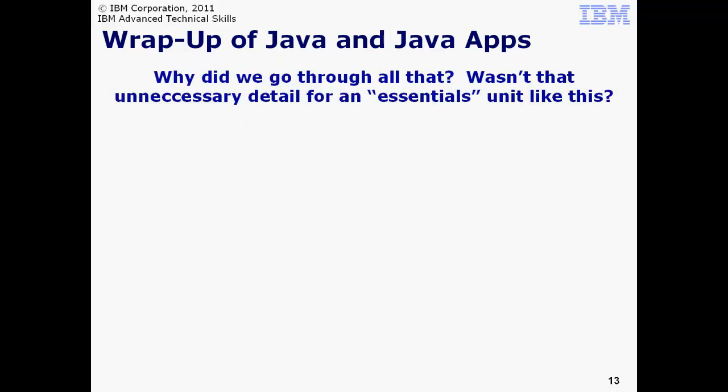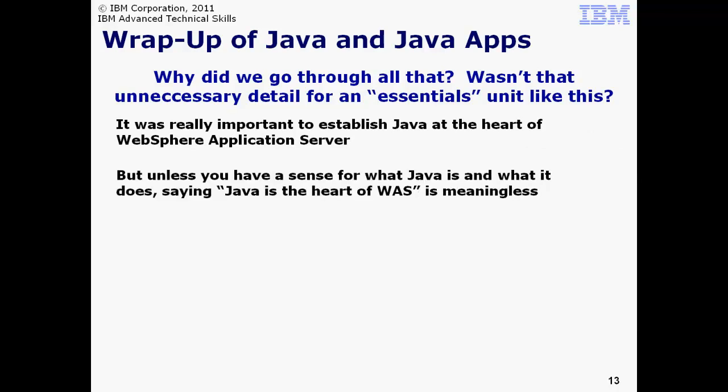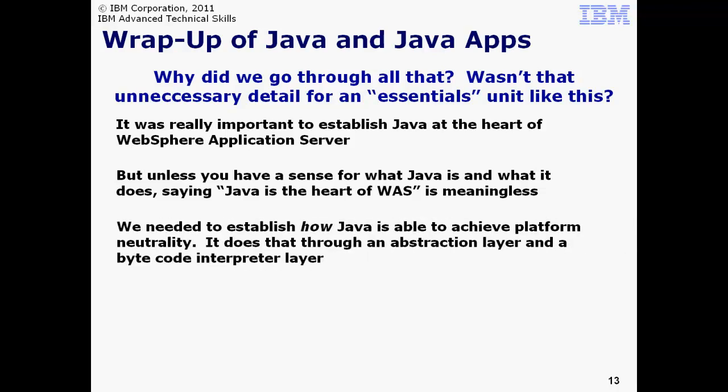You may be thinking, why did we just go through all that? Isn't that too much detail for an essentials unit? Yes and no. It was critical we established Java at the heart of WebSphere Application Server. We did not want to assume everyone knows what Java is, and to those who might not have been familiar, saying Java is the heart of WAS would have been somewhat meaningless. It was important to establish how Java achieves platform neutrality. It does that through a layer of IBM-written code that understands Java above and the platform below.